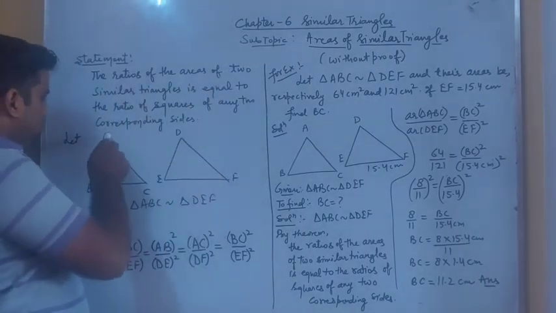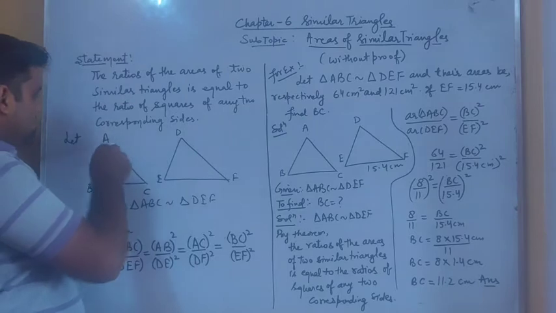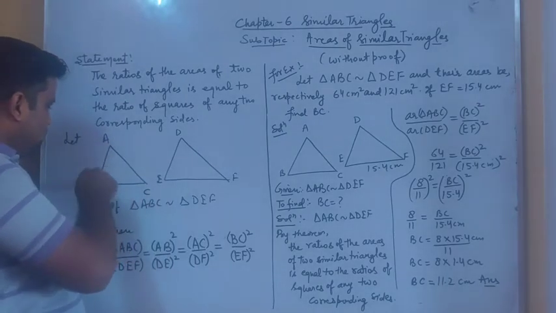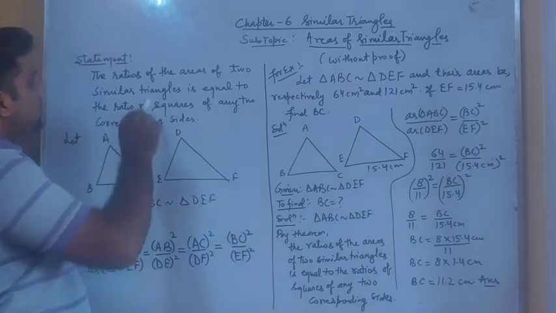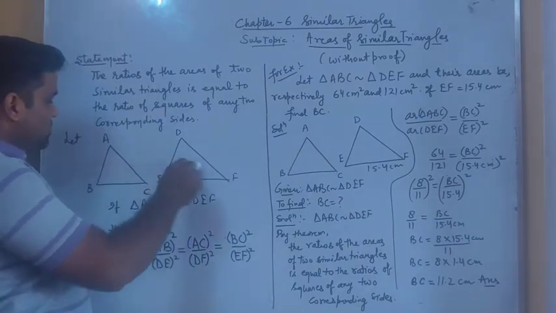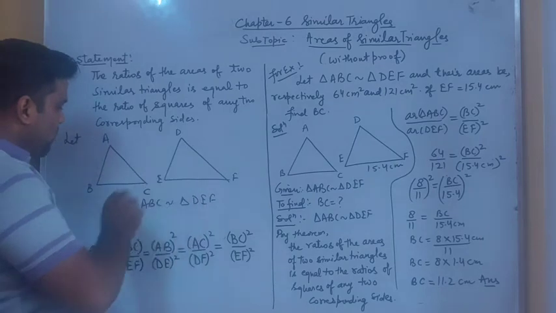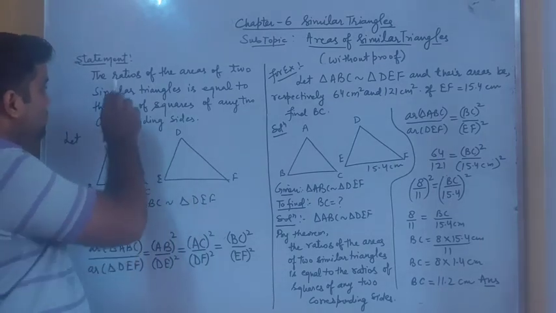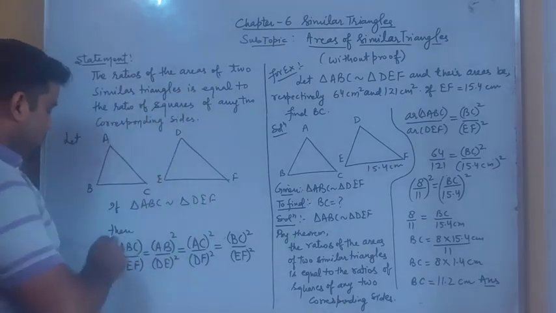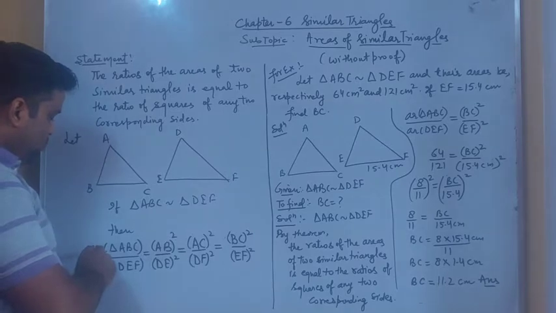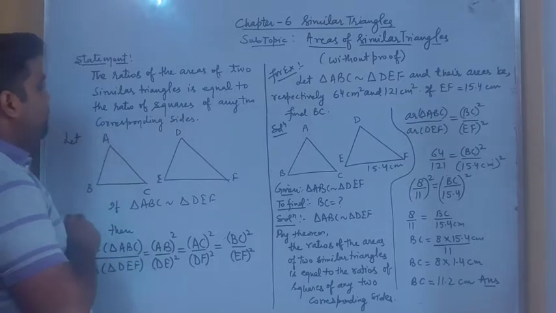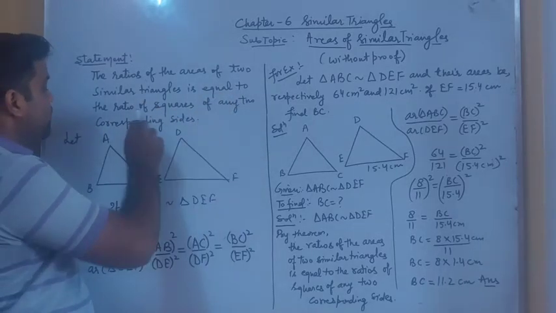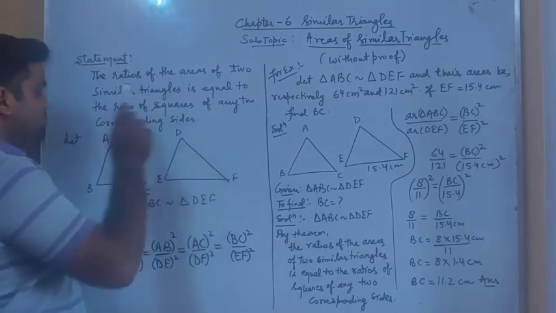What is the meaning of it? Let us understand the statement. Here we have two triangles, let them be triangle ABC and triangle DEF. These two triangles are similar to each other. If the two triangles are similar, then the ratio of the areas, that is area of triangle ABC by area of triangle DEF, is equal to the ratio of the squares of any two corresponding sides.